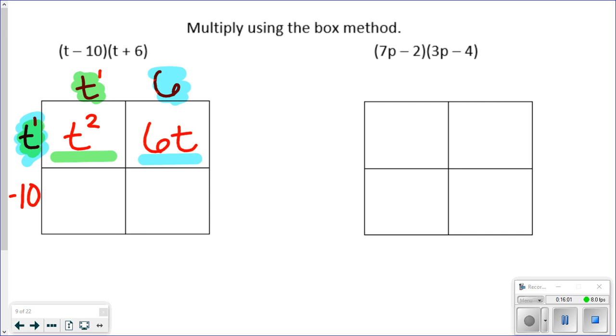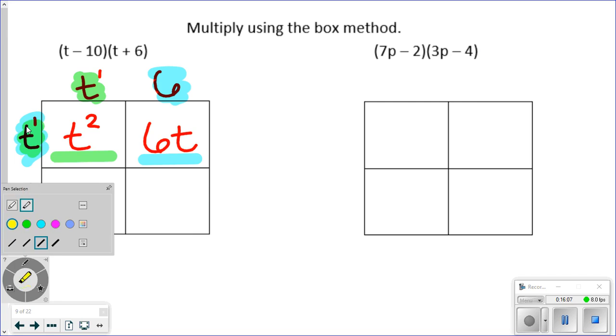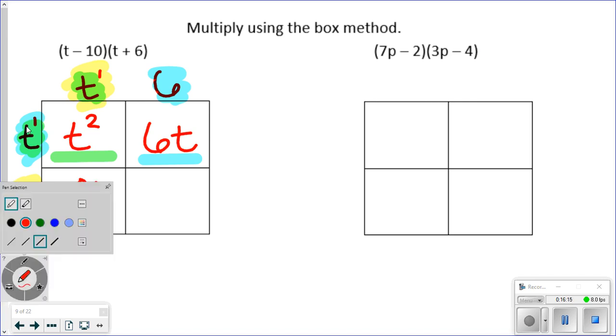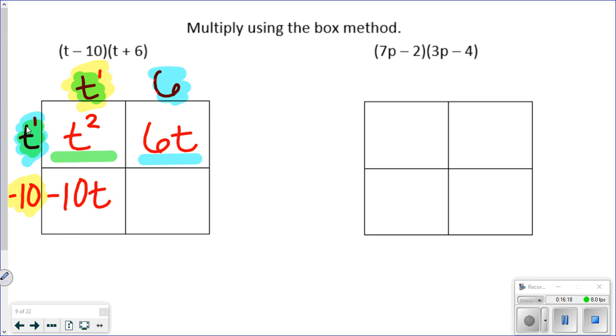Then we're going to multiply the negative 10 with the t. Negative 10 times t, which is negative 10t. And then lastly, what we're going to multiply is negative 10 times 6, and it goes in this box. Negative 10 times 6 is negative 60.